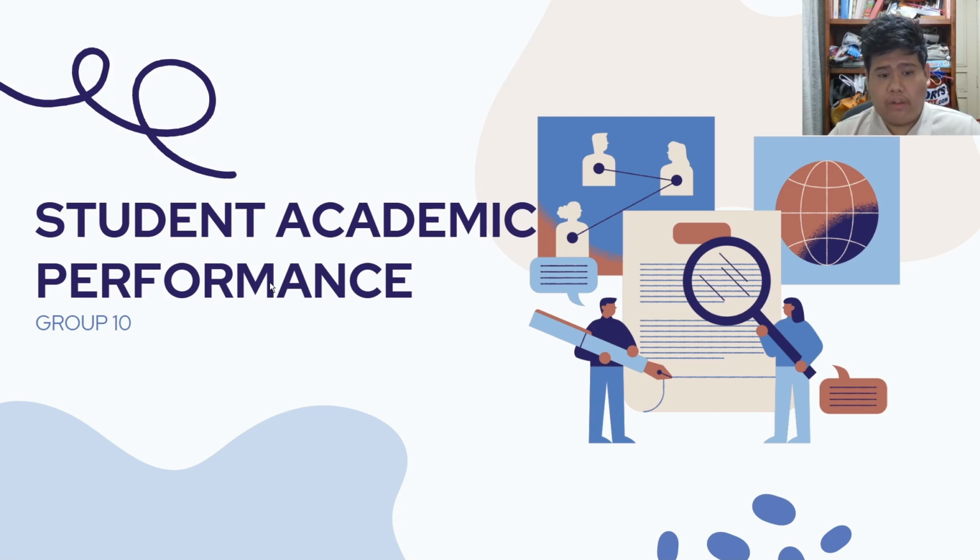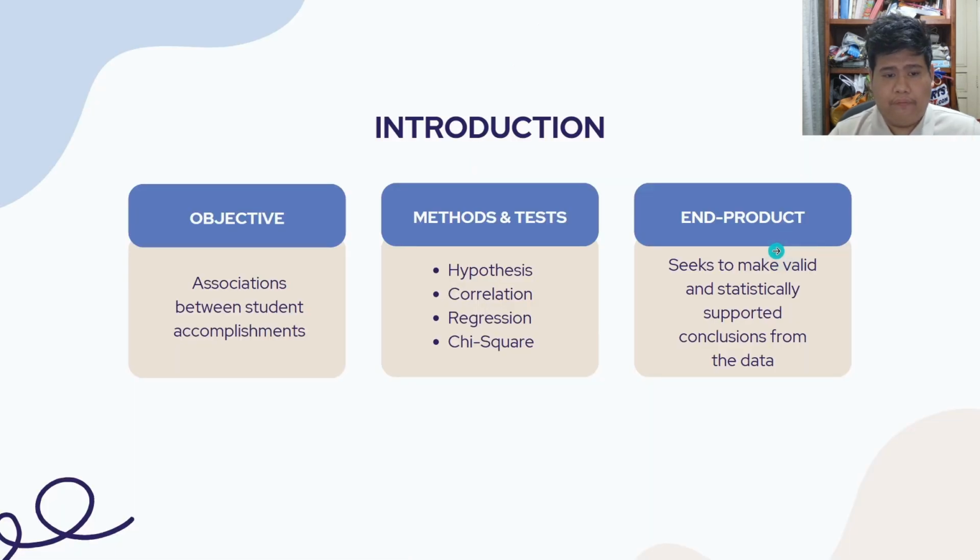We will be presenting our findings of statistical and inferential data analysis on student academic performance. First, the objective of our study is to explore how different demographic and background factors may be associated with student accomplishments.